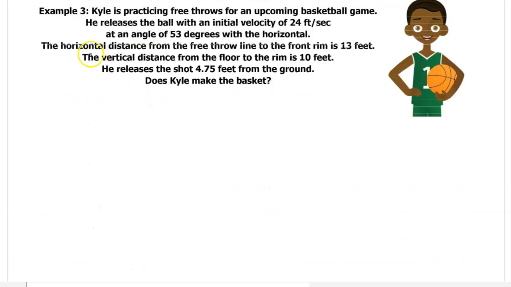Let's do one more. Example 3. Kyle is practicing free throws for an upcoming basketball game. He releases the ball with an initial velocity of 24 feet per second at an angle of 53 degrees with the horizontal. The horizontal distance from the free throw line to the front rim is 13 feet. The vertical distance from the floor to the rim is 10 feet. He releases the shot 4.75 feet from the ground. Does Kyle make the basket?